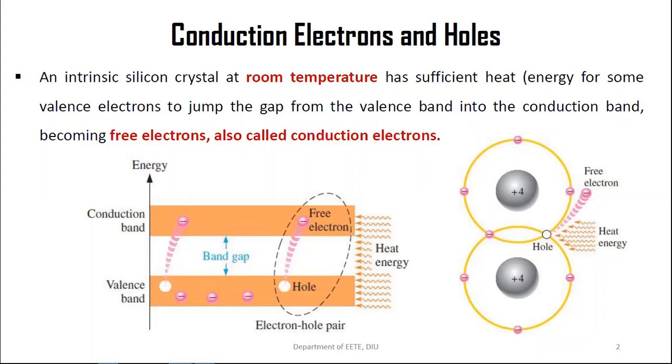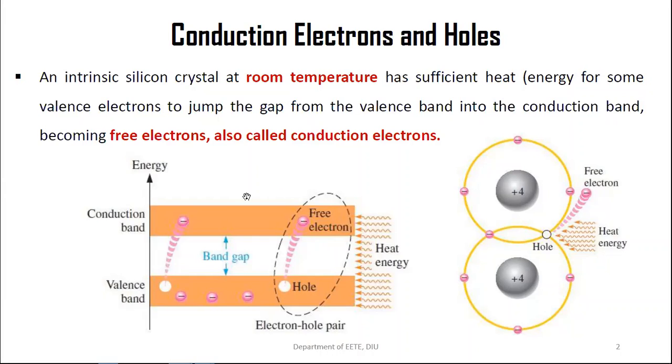Remember, the free electron can be generated in two ways. In the last class we showed you how adding a pentavalent dopant, antimony, donates a free electron in the structure. That is called the doping process, the external process. But one more process is there to get a free electron.